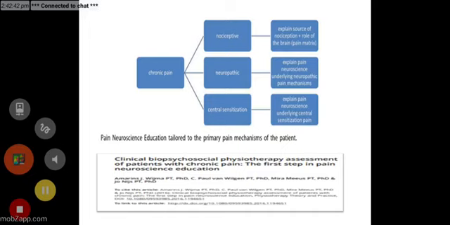That is very important in neuroscience education, when we are dealing with the primary pain mechanisms of the patient, and why he is getting different kinds of pain. So, you have to understand all three factors when you are discussing pain sciences.